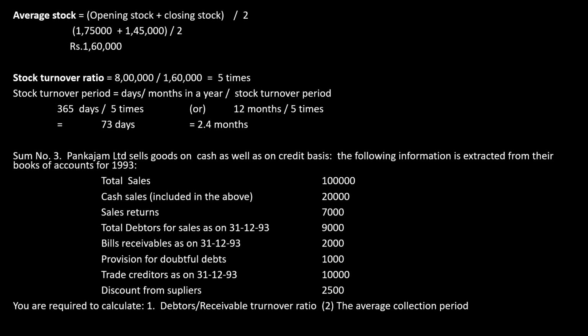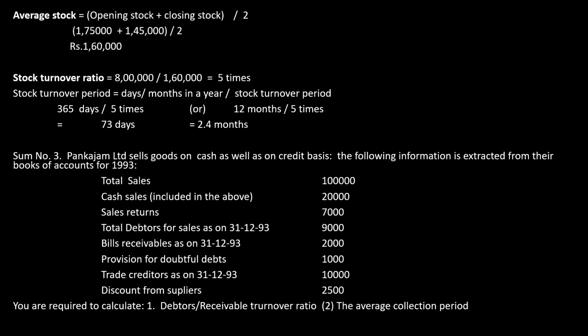Then provision for bad debts or doubtful debts, trade creditors, discount from suppliers. The last three items are not at all needed for working out this answer. Don't forget, the last ones are not at all needed. Provision is not needed. Creditors, we are doing debtors turnover ratio, what's the need for creditors? Nothing. Then suppliers. Supplier is nothing but the purchase, the creditor. We don't need that also. Now I'll find debtors turnover ratio first.